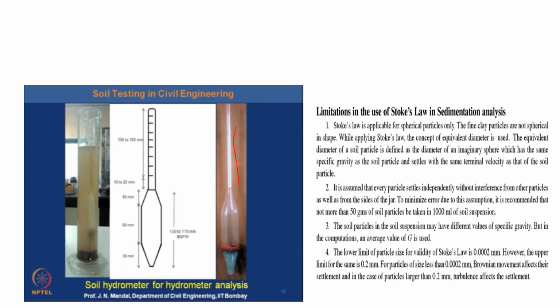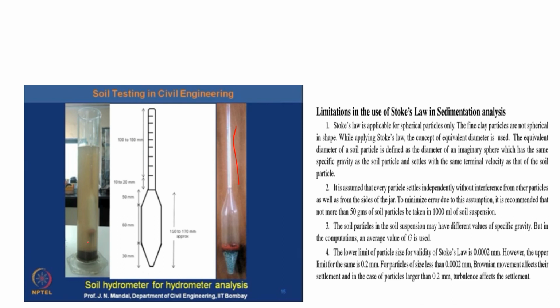You have to take around 45 to 50 grams, not the entire fines that is collected. Take 45 to 50 grams of oven dried fines, put it in dispersive agents, pour water, mix it well and make it up to 1000 ml. Shake it well. You have to do vigorous shaking of the jar, and once you keep the jar, you have to put your hydrometer in immediately.